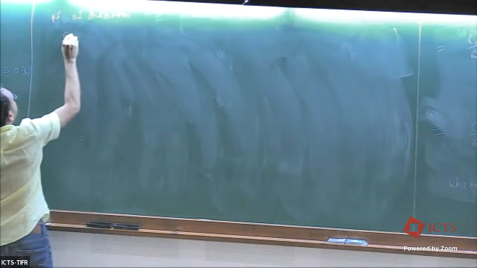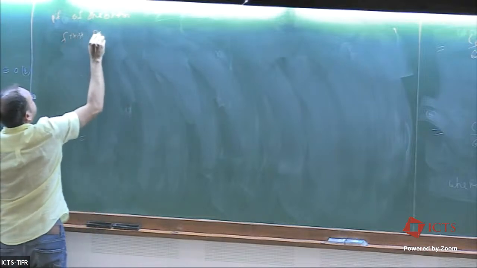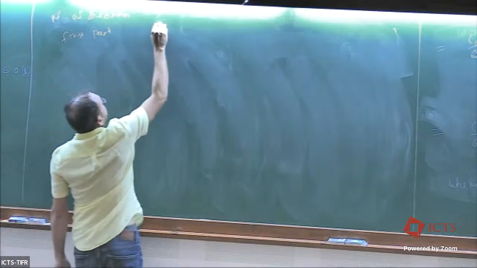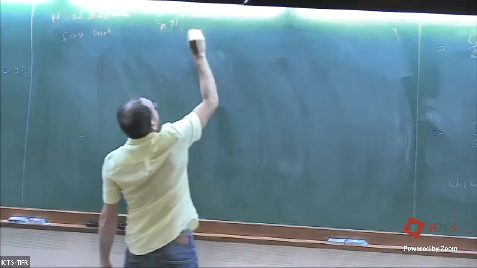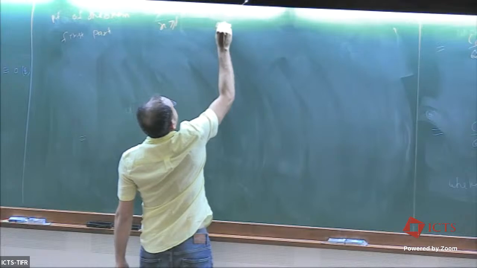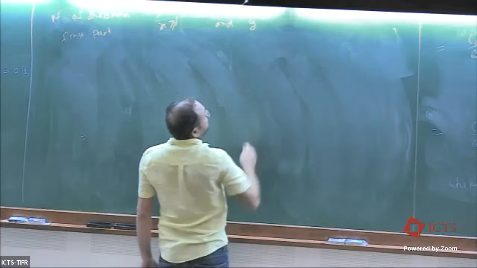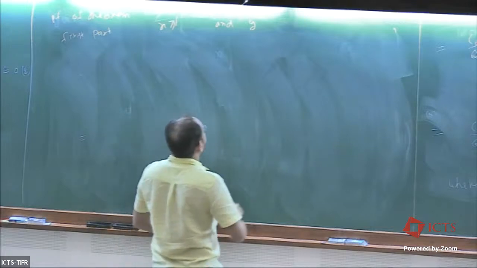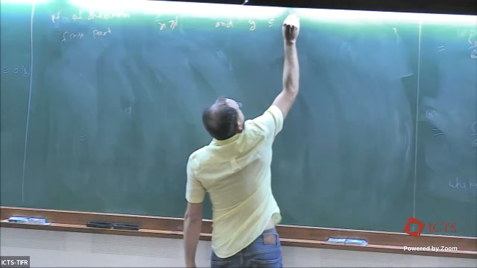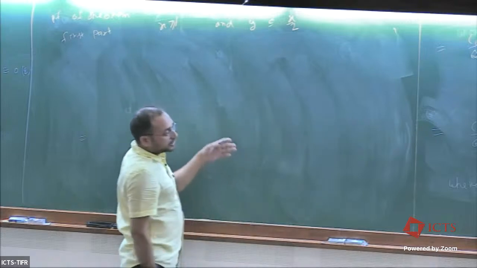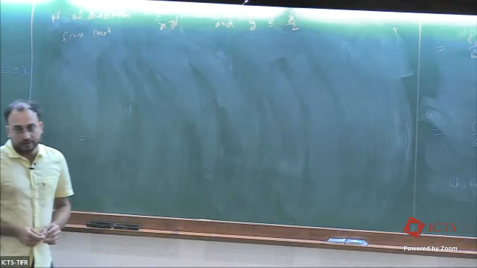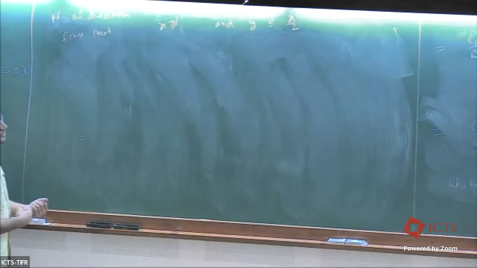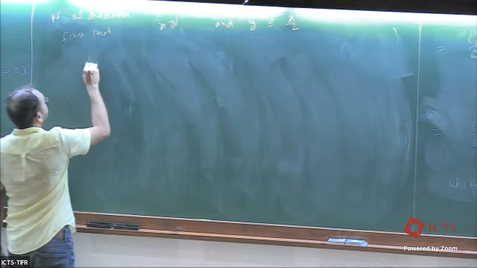The first part says that if x is bigger than 1 and y is less than x by 2, in that case we have to show that the function h of x,y is 0. Just recall the definition of the function h of x,y.